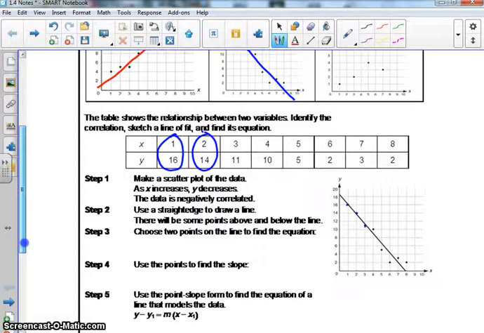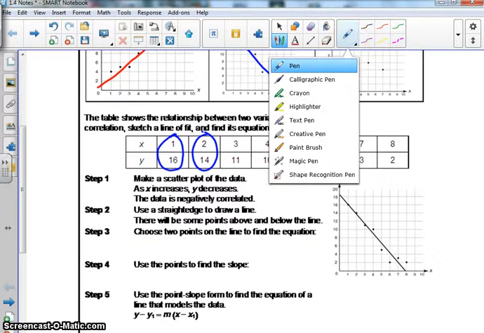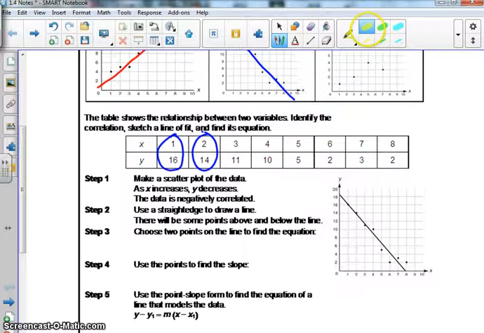Step 2 says use a straight edge to draw a line. There'll be some points above and some points below. There's a little bit of guessing game here. Everybody's line might be a little bit different, but basically what you want to do is draw a line that goes through a majority of the data with about the same number of points above and below.